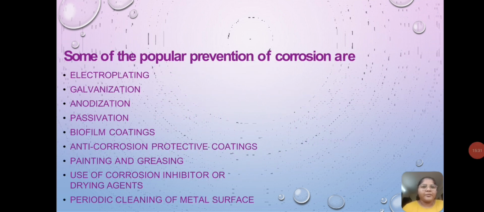Some of the popular methods of prevention of corrosion are electroplating, galvanization, anodization, passivation, biofilm coating, anti-corrosion protective coating, painting and greasing, use of corrosion inhibitor or drying agent, and periodic cleaning of metal surface.